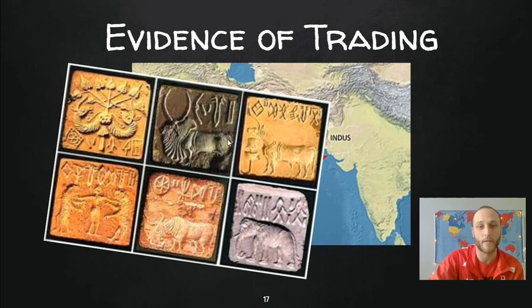These trading seals over here would be left with the goods. They were very tiny. If you remember, I showed you, it was like 1 inch by 1 inch, and they had all these very detailed designs on them. So they found hundreds of these, again, proving that there was trading going on back and forth between those two civilizations.